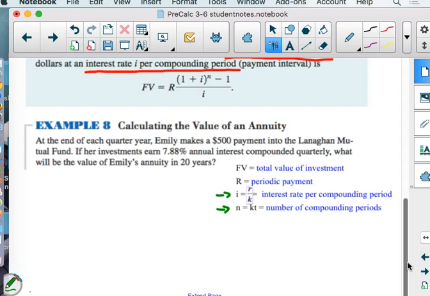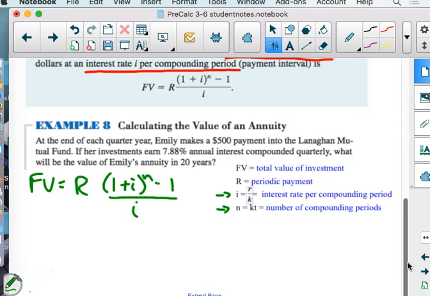So calculating the value of an annuity at the end of each quarter year, so every quarter, Emily makes $500 payments into the Lanigan Mutual Fund. If her investments earn 7.88% annual interest compounded quarterly, what will be the value of Emily's annuity in 20 years? That's obviously future value. We want to know how much money she has. So we write down FV equals R and start to think about what all these letters stand for.